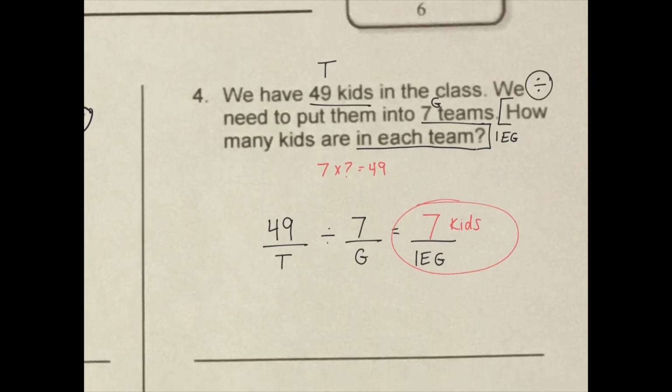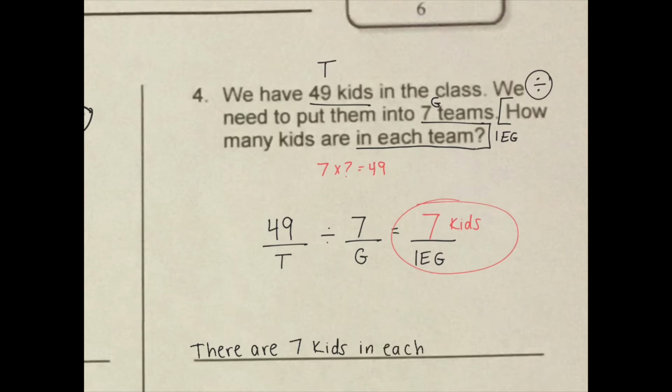Then we can write our sentence. How many kids are in each team? There are 7 kids in each team.